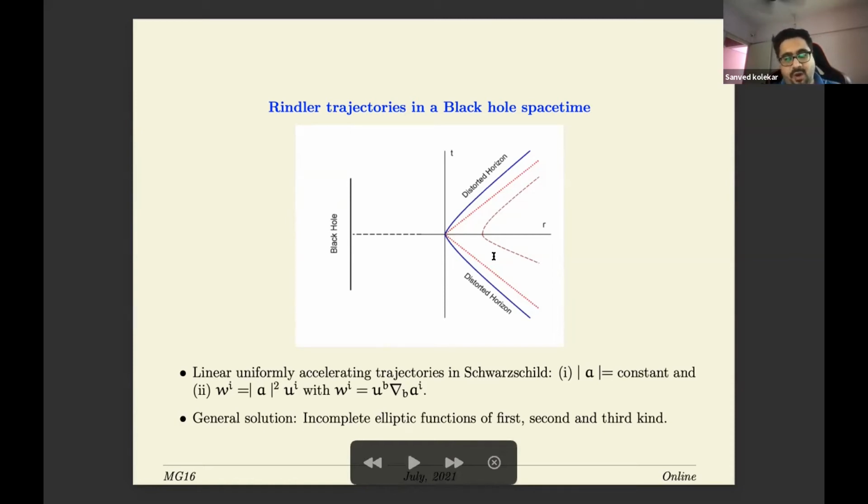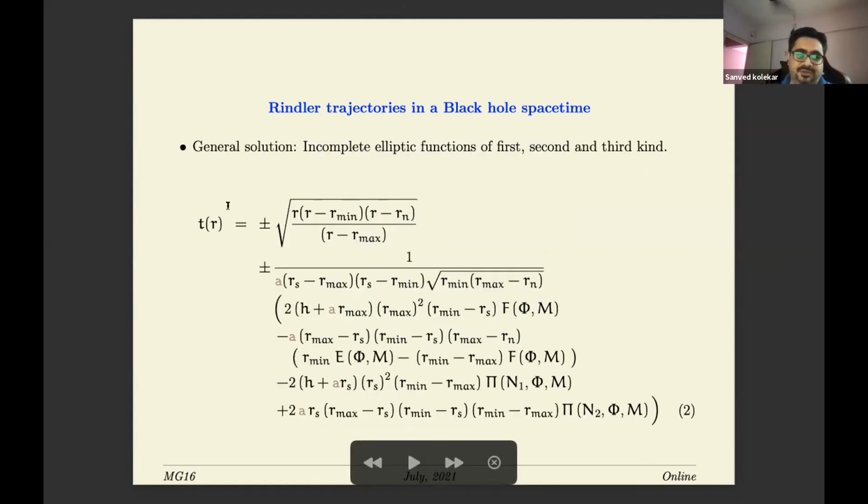And the way we construct it is by using these particular constraints which I described above. Now, one can find the solution exactly by solving these equations, and one arrives at some sort of incomplete elliptic functions. I have shown you the trajectory over here. So this is the exact solution. And just looking at the expression, it doesn't look very inspiring or interesting, so I'll just highlight the interesting features.